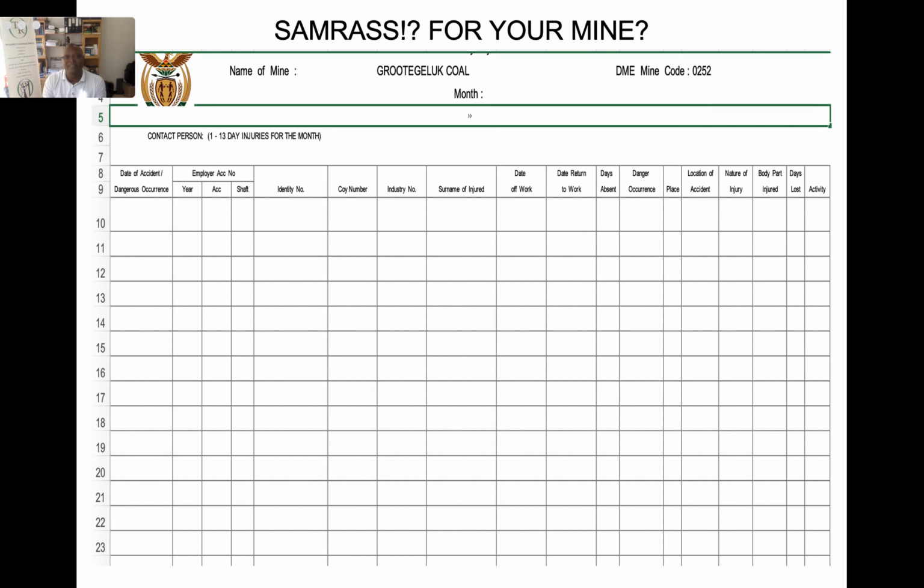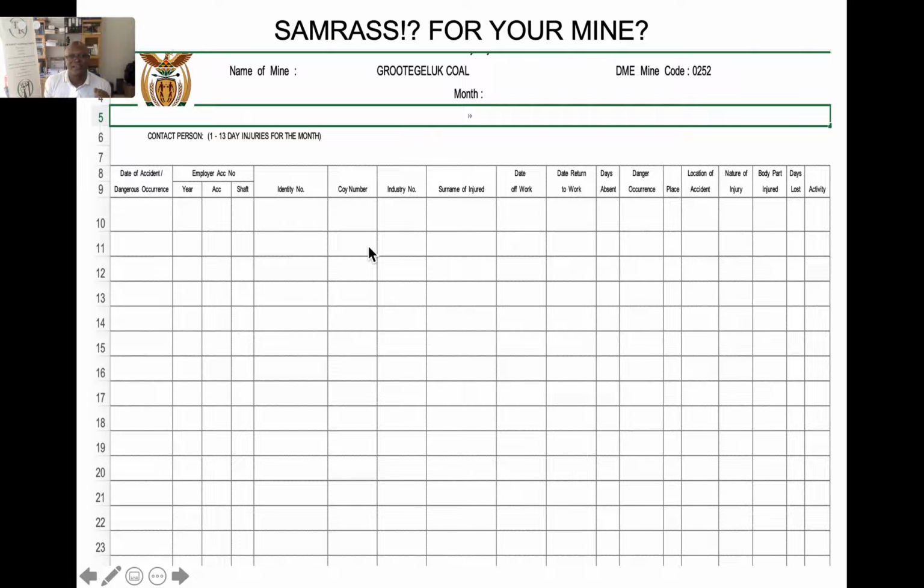But what is involved in an analysis? A typical example from the SAMRAS system, it is an old one, you can see it was still called DME, but this system is still the same actually. So this is for your 1 to 13 day injuries for the month. In other words, those injuries that must be reported whereby the employee is off sick for more than 14 days, so to speak. You will see it's an Excel spreadsheet with all the columns and the rows.